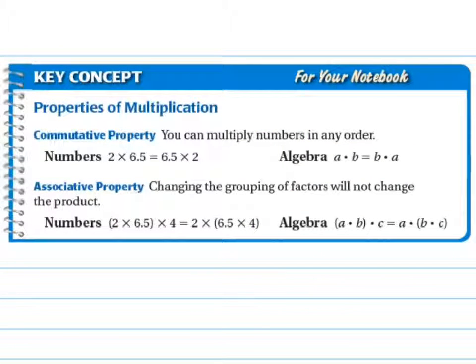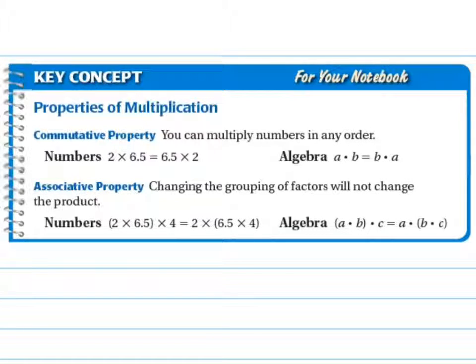Properties of multiplication. Commutative property: you can multiply numbers in any order. It doesn't matter, 5 times 6, 6 times 5, same thing. So order is our key word. Associative property: changing the grouping of the factors will not change the product. Basically, it doesn't matter how we group them when we're multiplying, we'll get the same answer. So grouping is our key word here for associative, and we talked about this when we did addition of decimals.